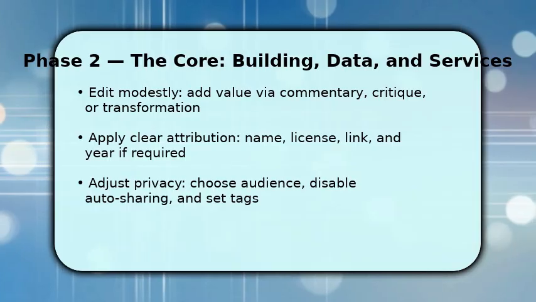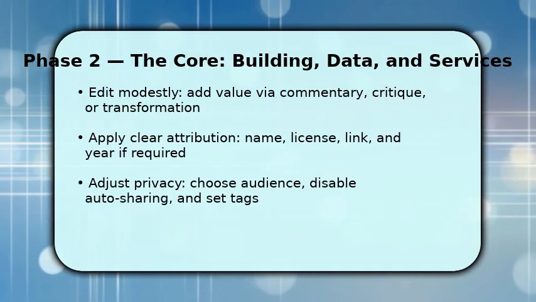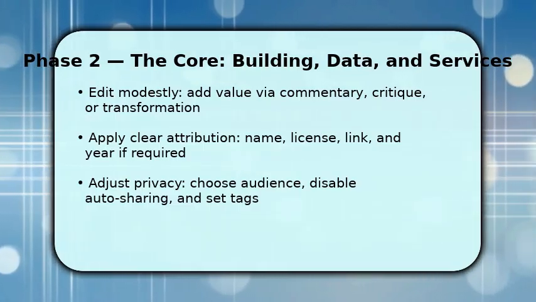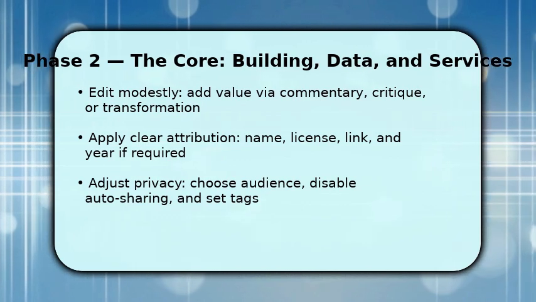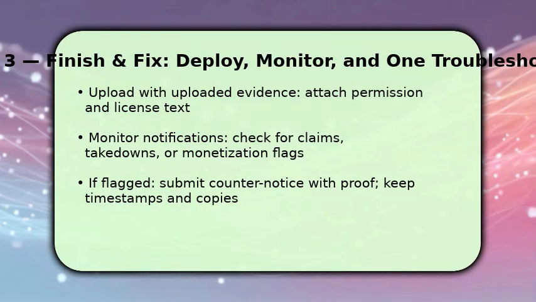Once done, set your Facebook post privacy and disable auto-sharing that might trigger broader claims. Make sure to save a private backup of the edited file and the exact caption you'll publish. You now upload using the prepared caption and attach or retain the permission evidence. Post with the attribution you documented.